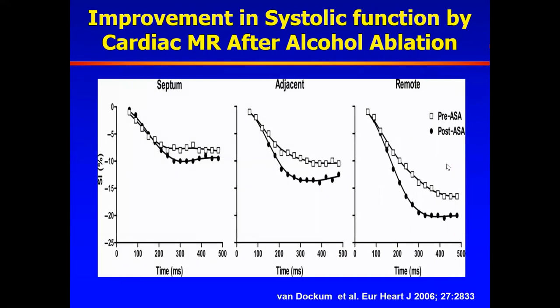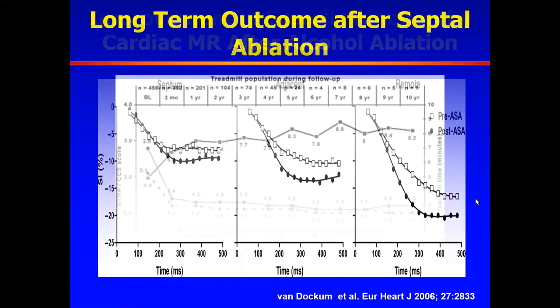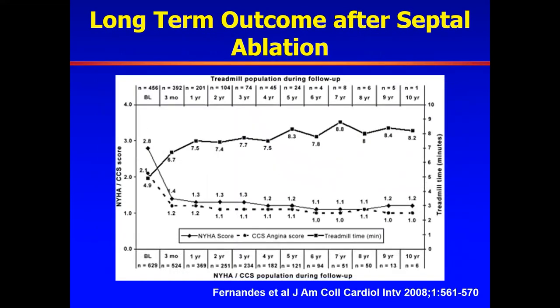And if you look at function, this is function by CMR with tagging to look at strain. Strain improves in remote sites, even in adjacent sites as well, after you relieve dynamic obstruction. So as you would expect with the relation of afterload and contractility, the higher the afterload, the worse the contractility. You can say that the removal of this high afterload with obstruction leads to better systolic properties.